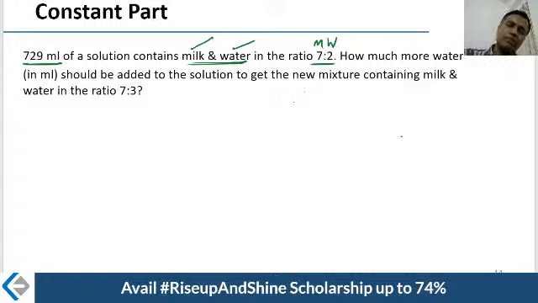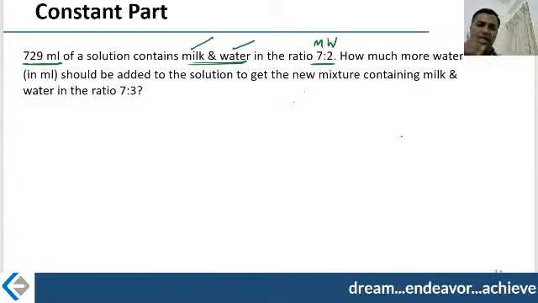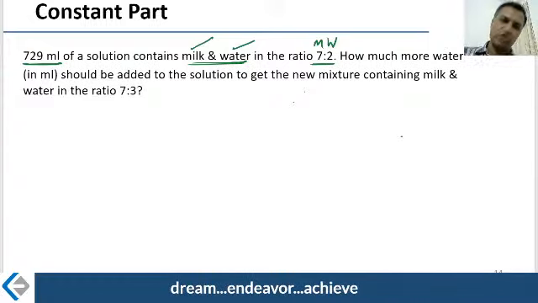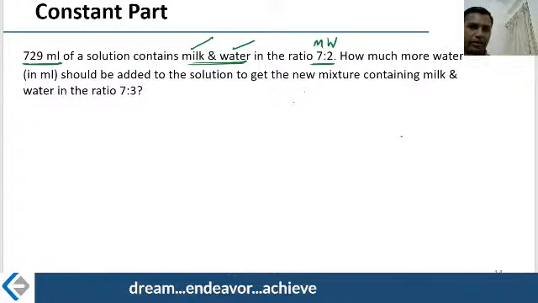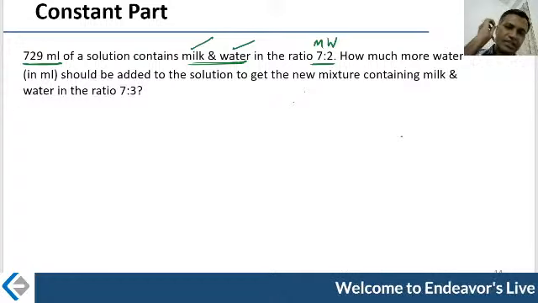Now look at what the constant part is. What is the unchanging part? The unchanging part is milk, isn't it? Let's understand this, and then I'm going to the next question. You need to first understand this point very clearly. So what is the unchanging part here? The unchanging part is milk.